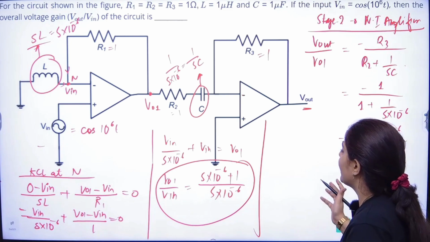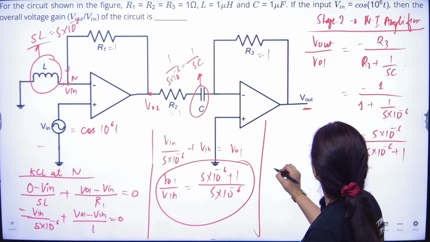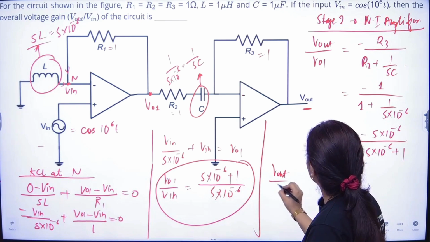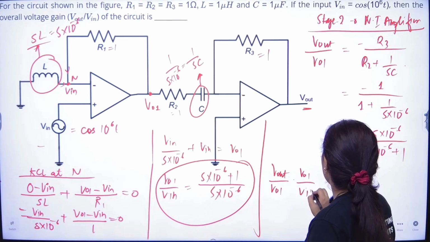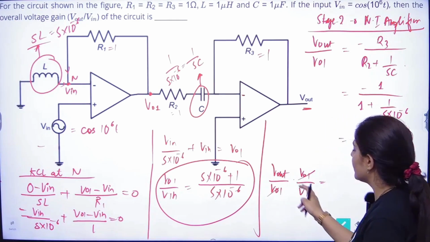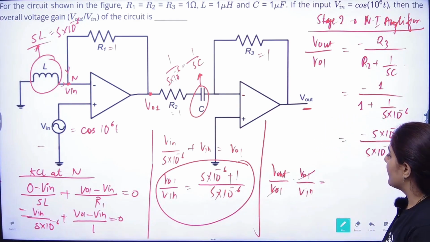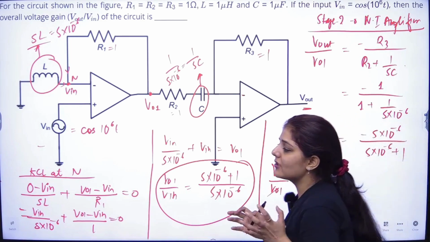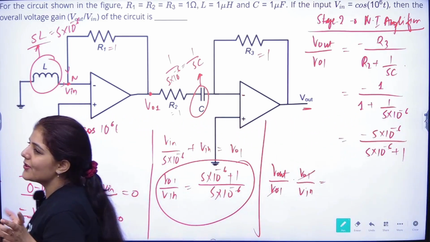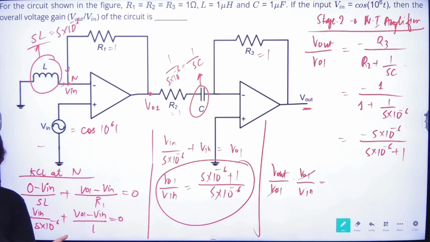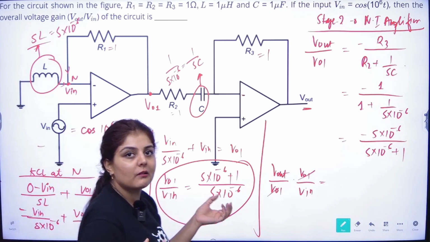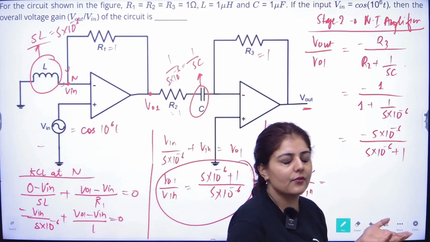Now in order to find out the total gain, what we have to do is V_out divided by V01 into V01 divided by V_in. Simple. This cancels out, so we will get the total gain. So whenever you get the case of multiple stages, what you have to do is solve stage by stage, be it 3 stage, 4 stage, no matter how many stages they give you. You must know some direct solutions for a few of the stages.